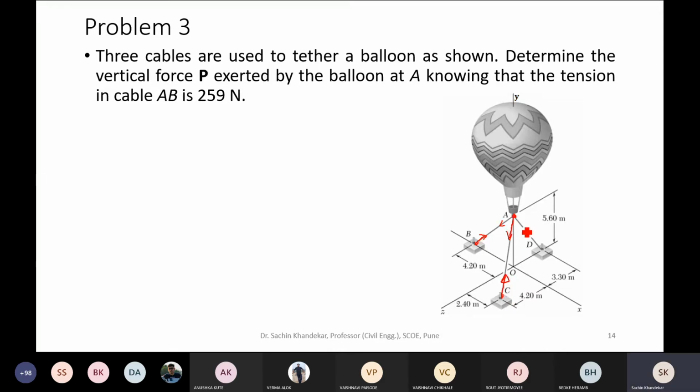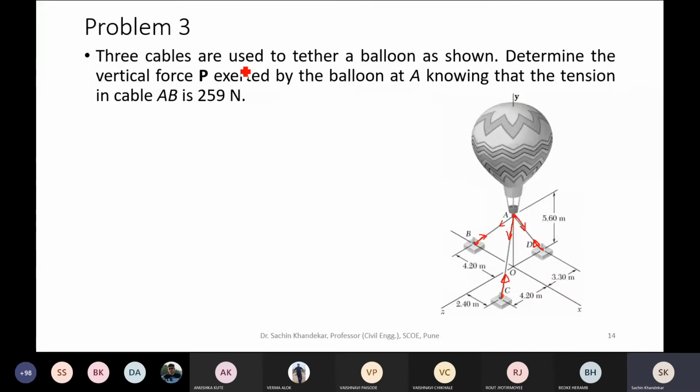Similarly for cable AD, there is again tension. If I choose point A, it is away from point A. If I choose point D, it is away from point D. Okay. Now read the question here. Now you have understood how to represent the tension.